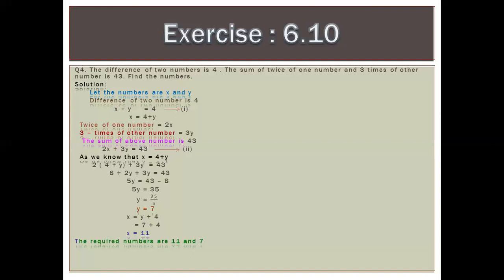11 and 7. The difference of two numbers is 4. When we subtract 7 from 11, the answer is 4. I hope that you will understand these 4 questions. The remaining questions, inshallah, we will do in the next meeting, 5 to 11. There are 11 questions in this exercise.